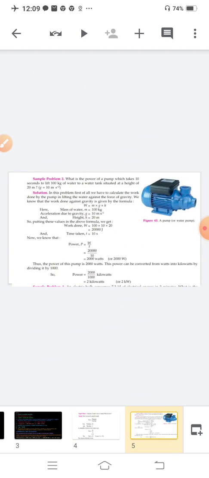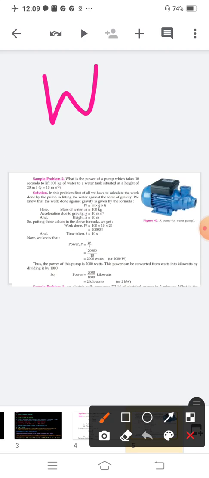Now the second one is, what is the power of a pump which takes 10 seconds to lift 100 kg of water to a water tank situated at a height of 20 meter? For this, first we will have to calculate work. M is given to you, g is given to you, h is given to you. You have to find W. Clear? Directly work is not given to you.